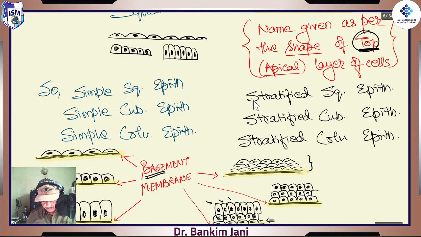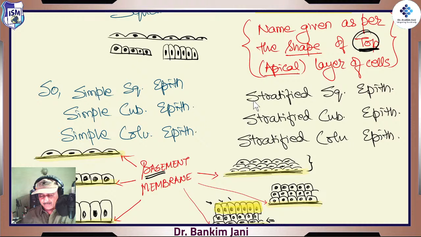Over here, the topmost layer is columnar. So we'll call it stratified columnar. Is that clear? Stratified columnar. So even if there are 10 layers, we'll just see the top layer. Top layer is what?